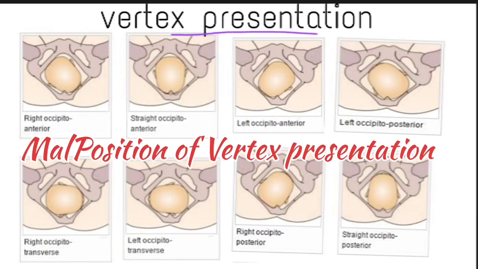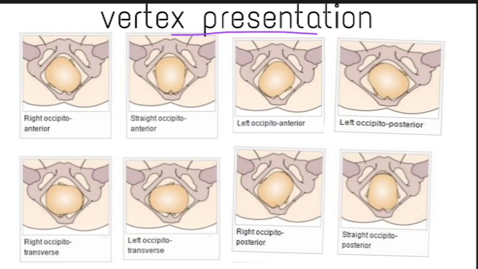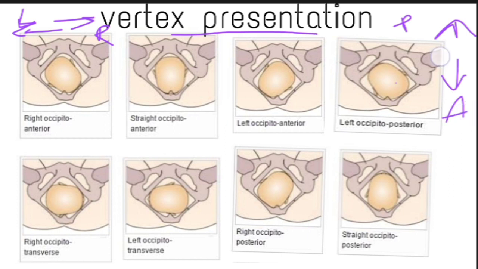Vertex representation: here you can see the head, and occipital is the position which is visible. The head can be visible, okay. If the baby is facing this side, that's right. If the baby is facing this side, it's left. If the baby is facing up, it's posterior. If the baby is facing down, it's anterior. If the baby is facing sideways, that is lateral. These are the things you need to keep in mind.